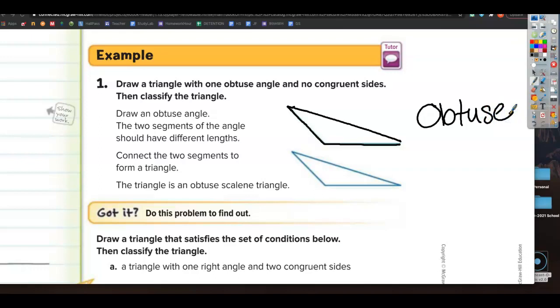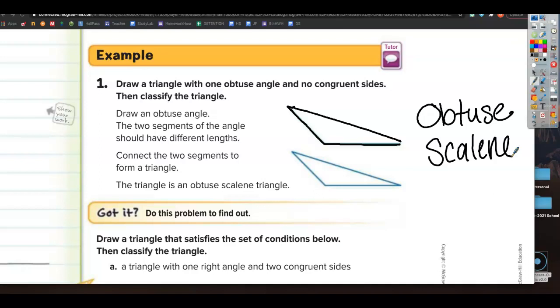And then what would the sides be? How would you classify the sides, Claire? Why? Good, there are no congruent sides. Okay? I want you to do A with me.